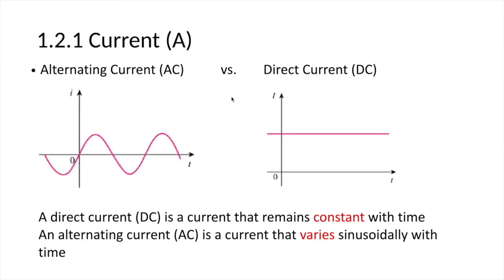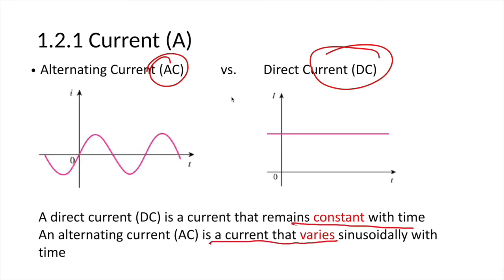Then let's talk about the AC and the DC. In the iPhone charger, or not iPhone, iPad charger example, the label shows the input is AC, the output is DC. AC can refer to the current or the voltage. We have the AC voltage and the AC current. DC remains constant with time, and AC varies sinusoidally with time.